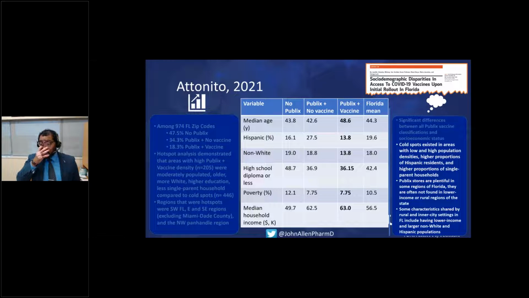And then those cold spots, where there's low density of Publix stores with the vaccines, were found to be either very rural areas or very highly population dense areas, with a higher proportion of Hispanic residents and a higher proportion of single parent households. It's interesting because some characteristics shared by rural and inner city settings in Florida were similar. And so health disparities with respect to location are actually similar in rural and urban areas.